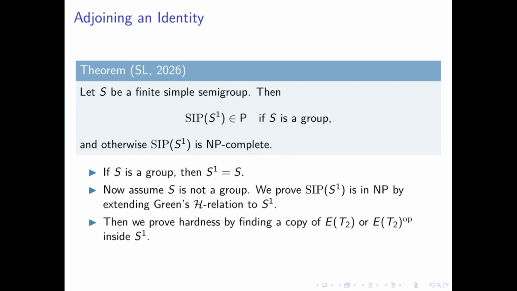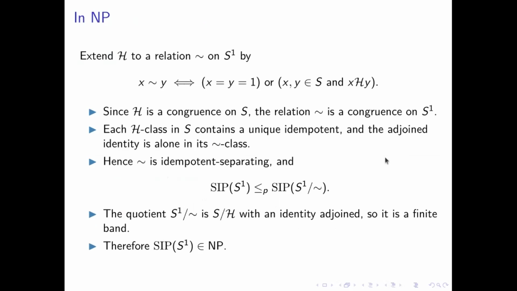Now, if S is not a group, then we prove that SIP of S^1 is in NP by extending Green's H relation to S^1. And then we prove hardness by showing that S^1 actually has a copy of either E of T2 or E of T2 opposite, the opposite semigroup, but both give NP hardness. So in NP, am I doing well on the time?